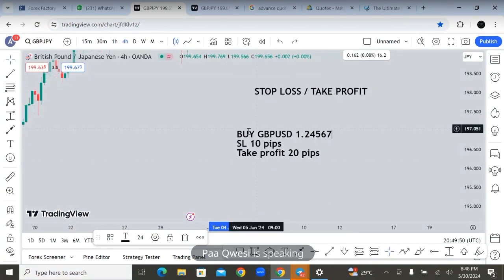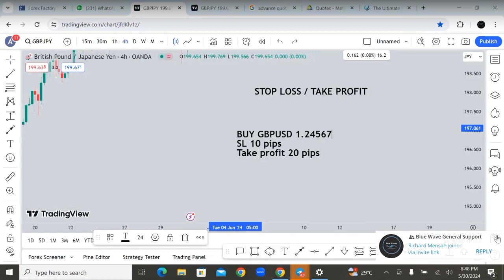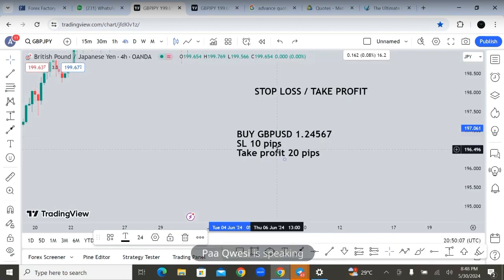So I say buy GBP USD with the current market price of 1.2456. Which time frame is this price on? We are not talking of time frame over here; time frame is not needed. When I say buy GBP USD, this current market price you are seeing is the bid and the ask price. You will usually see the bid and the ask price based on what you are doing.